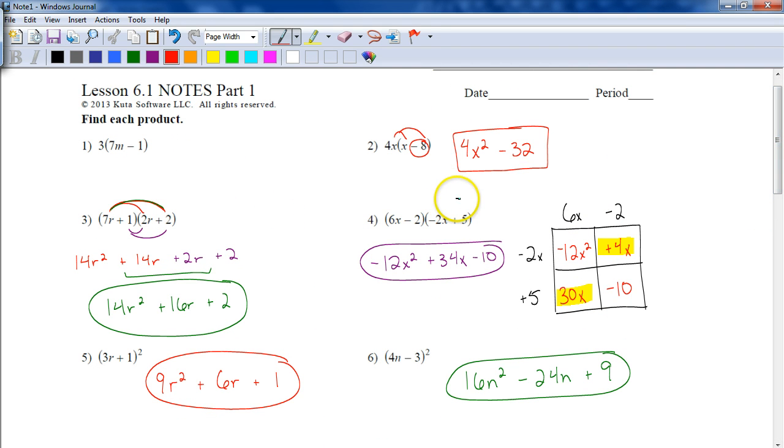You can't use it on a situation like this one. Here you have to use either the window method like I showed you, or use a more traditional approach, which would be the FOIL or the extended distributive property.